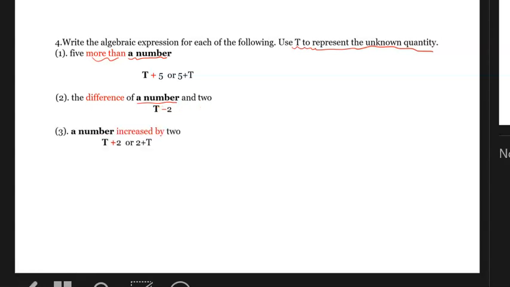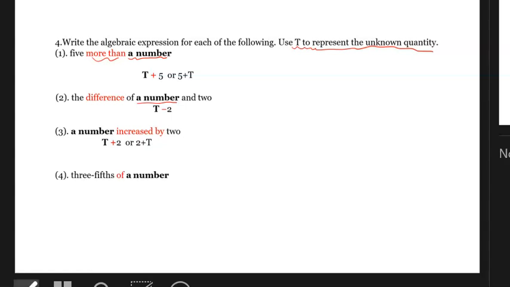In the next one, the question says a number increased by 2. So again, when we increase a number by 2, the number is going to get bigger. So we're going to add a 2 to it. Again, if you have 2 plus t, that also works because of the commutative property.